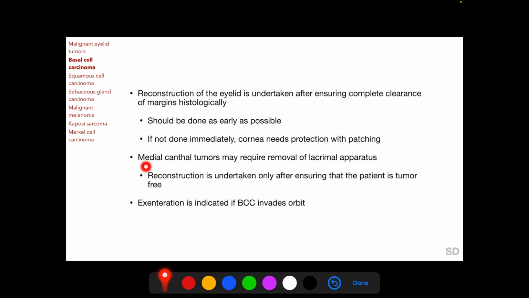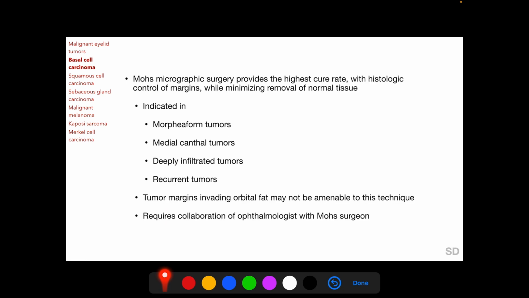Medial canthal tumors may require removal of the lacrimal apparatus, and reconstruction of the lacrimal apparatus is undertaken only after ensuring that the patient is tumor-free. If basal cell carcinoma invades the orbit, exenteration is indicated. During excision biopsy or during the definitive resection of the tumor, Mohs micrographic surgery provides the highest cure rate with histologic control of margins, as we have seen, while minimizing the removal of normal tissue.